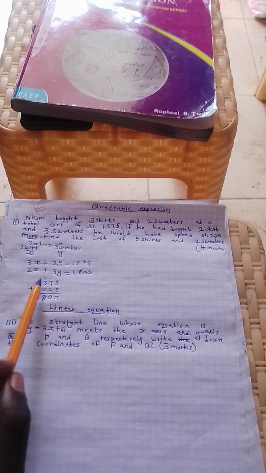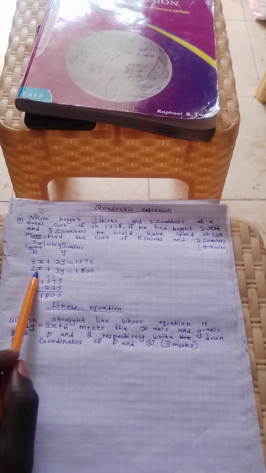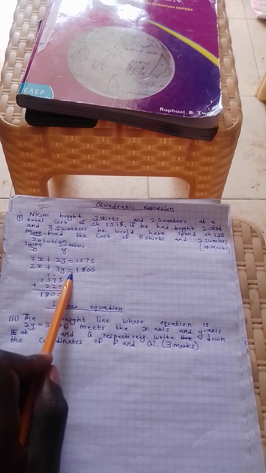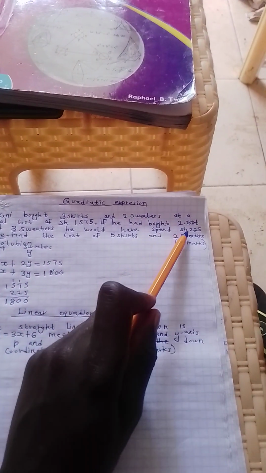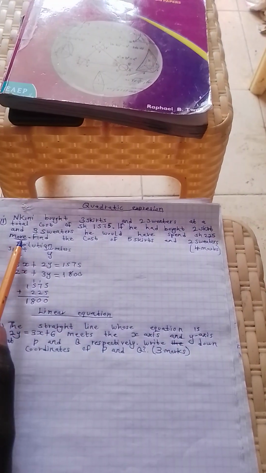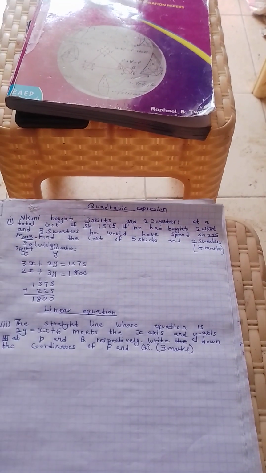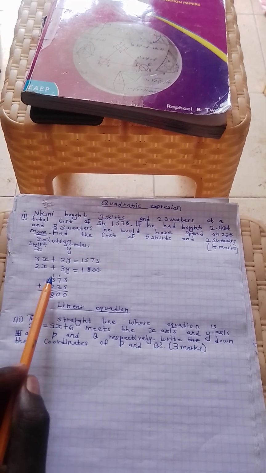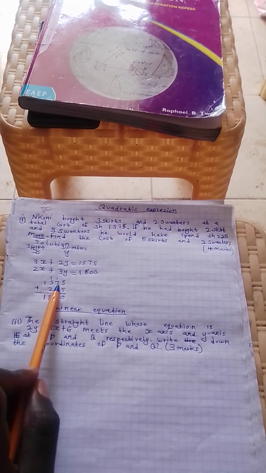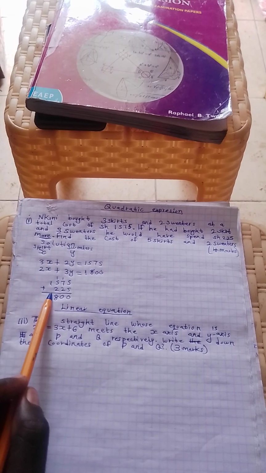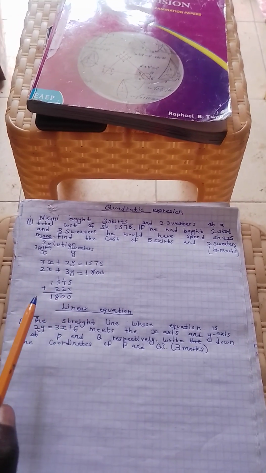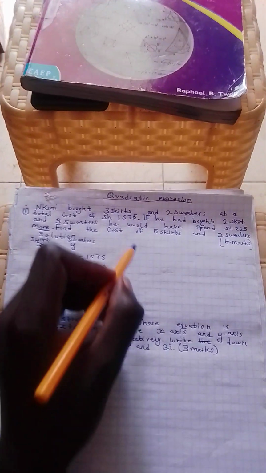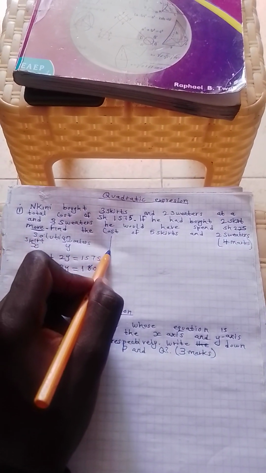And then if he had bought 2 skirts and 3 sweaters, the total was 225 more. More means we add. So we take the first cost, which was 1,575, and add 225, which will give us 1,800. So we will proceed.